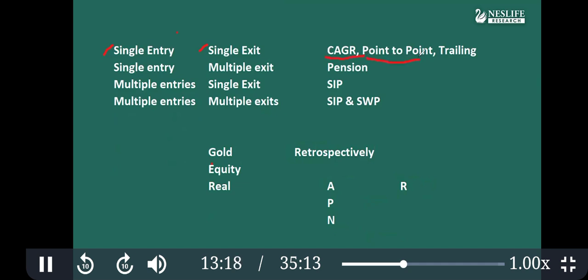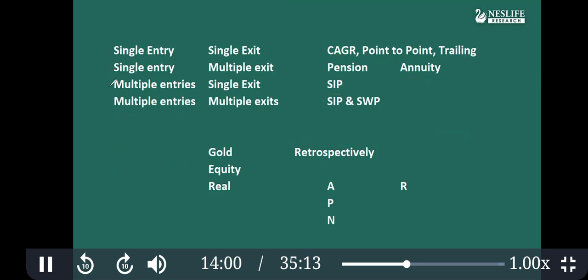Point to point is a type of CAGR. And then there is another variant, trailing return. So these are single entry, single exit. Write it down. Can there be single entry, multiple exit? Yes. If you buy any annuity plan of a pension fund, you invest an amount, single entry, that is single premium, and you get a pension for the next 20, 30 years. That is how pension is calculated, and it is called annuity. So these are the names of returns: annuity return, point to point return, trailing return, CAGR return, SIP return.